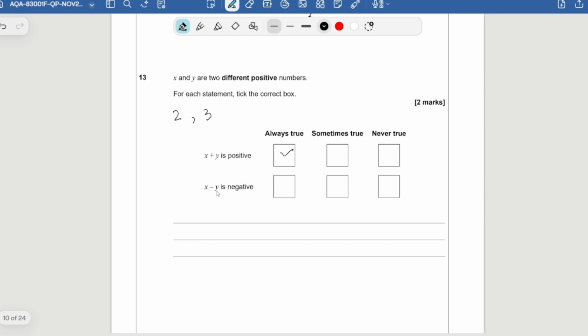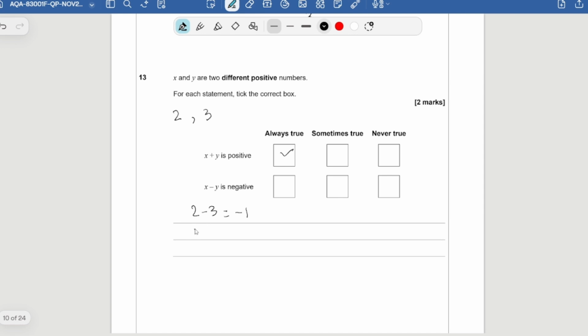Now X take away Y. If you subtract these two numbers, the answer is always negative. Is that true? Is the answer always negative? Let's figure out. If you subtract 3 from 2, if you take 2 minus 3, I get a negative answer. Well, it's true from this example.